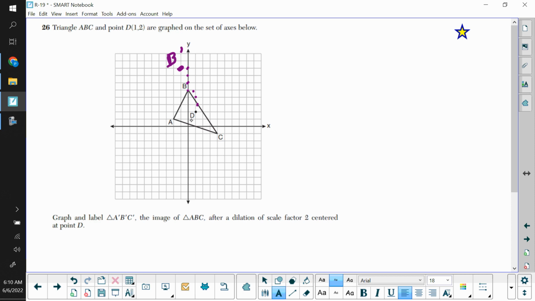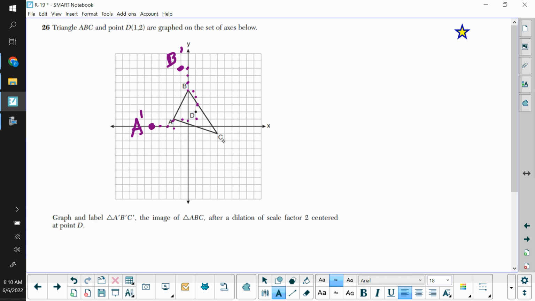To get to A, we go down 1 and left 3. So to find A prime, we need to do that movement 2 total times from D. Doing it once brings us to A, and then go down 1 and left 3 again, and that gives us A prime.